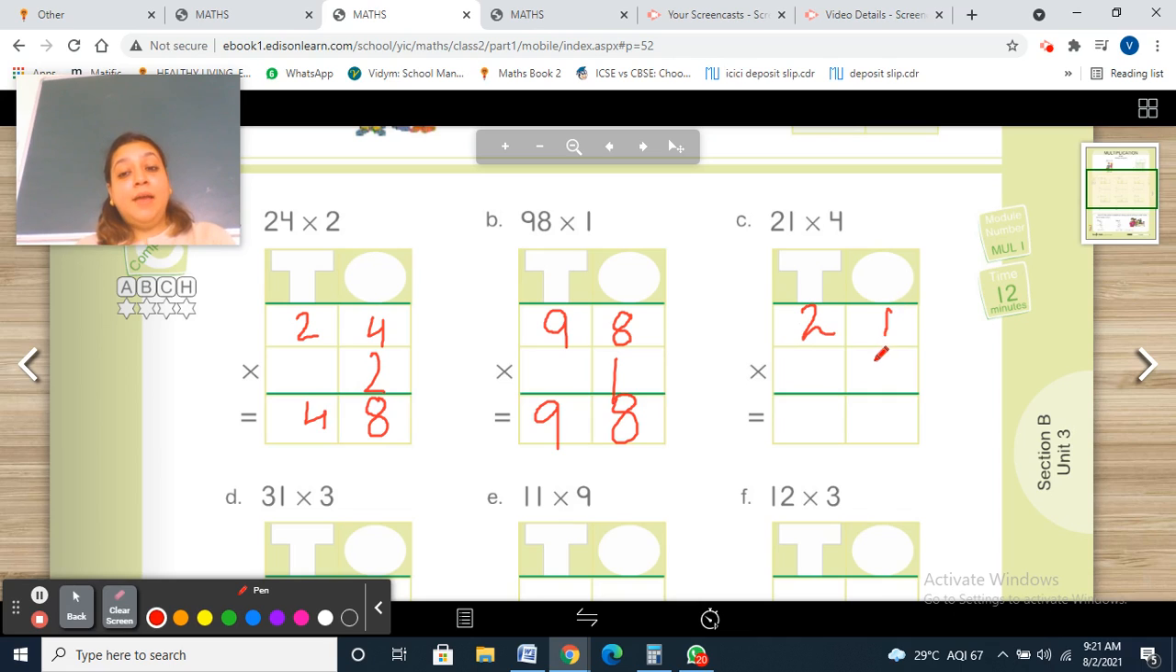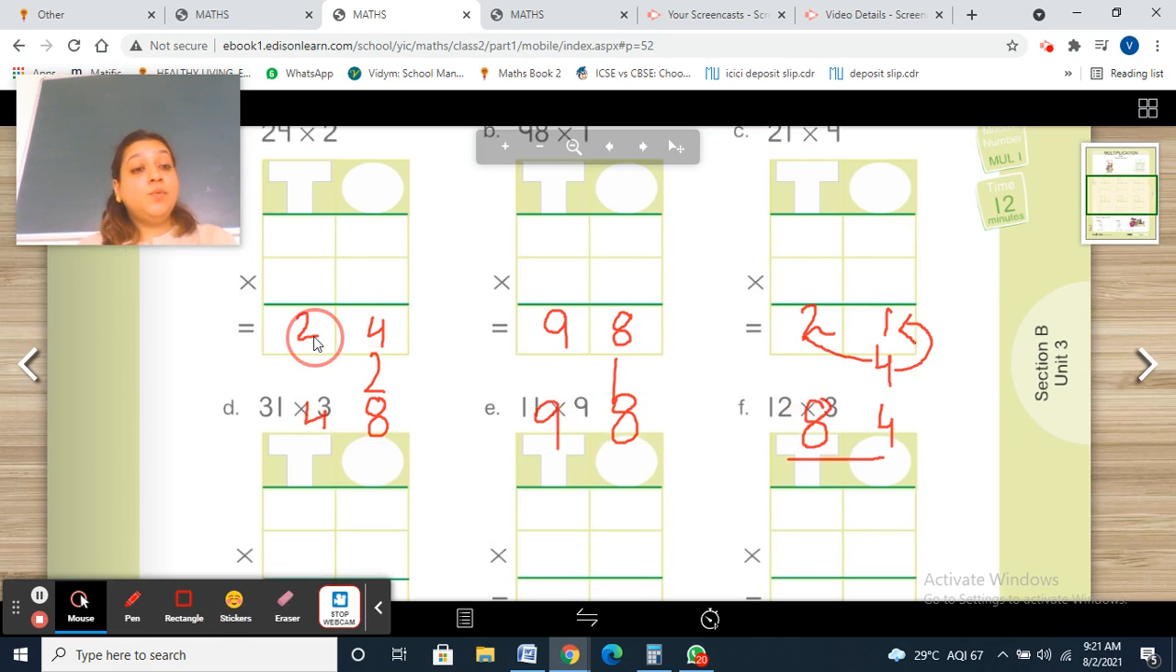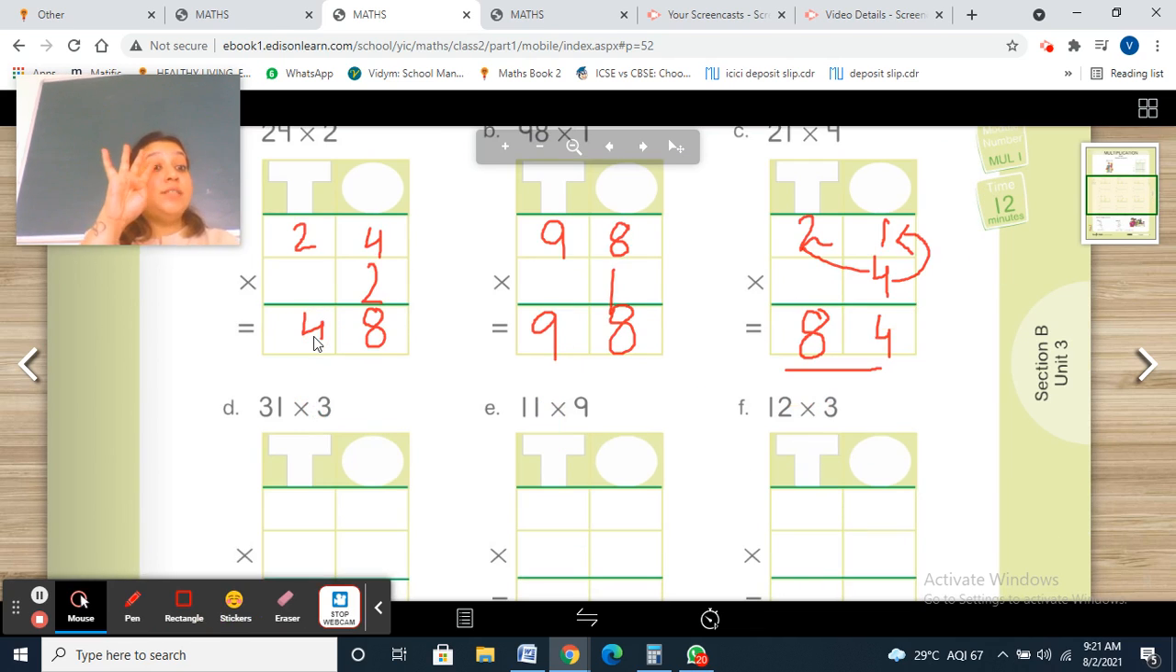21 multiplied by 4. First of all, you're going to multiply this. 4 ones are 4. Now you're going to multiply this. 4 twos are 8. Your answer is 84. This means we are adding 21 4 times. Okay?